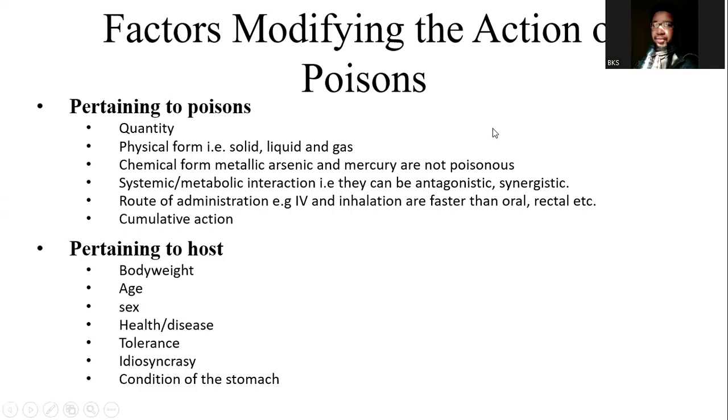And then we have the route of administration. We talk about intravenous, inhalation, sublingual. These are some of the routes by which the poison can easily get to different parts of the body, while oral may take a longer period of time. We have cumulative action. Some poisons can be taken in small amounts and accumulate in the body. Over a longer period of time, they accumulate in high quantity and can elicit their problem.